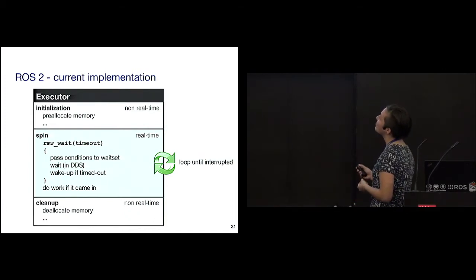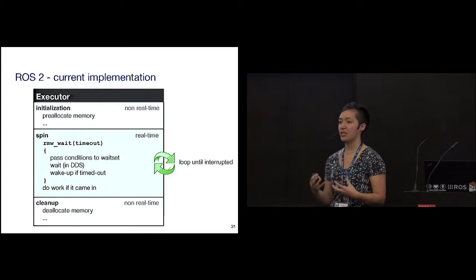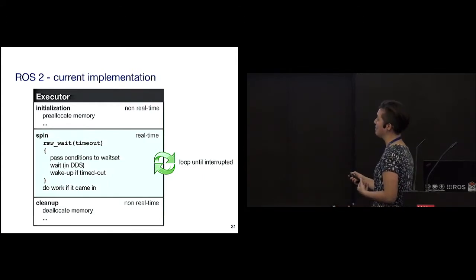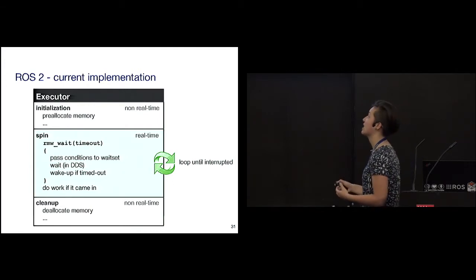And in the real-time case, you're going to have these phases where you pre-allocate all of the memory into these pools. You deallocate them when you're done. When you're spinning, you consult those pre-allocated pools of memory if you need to allocate some representation of an object.